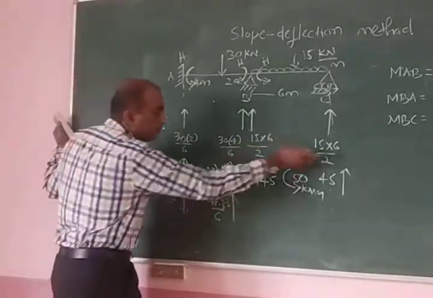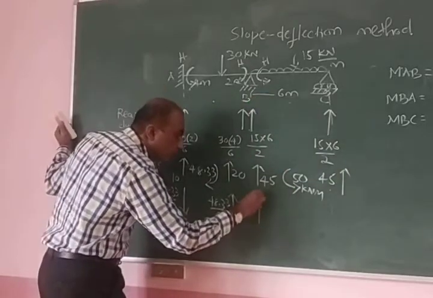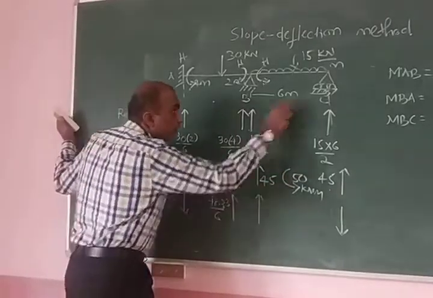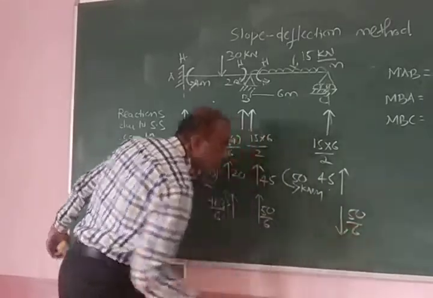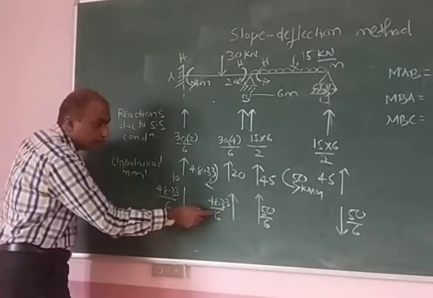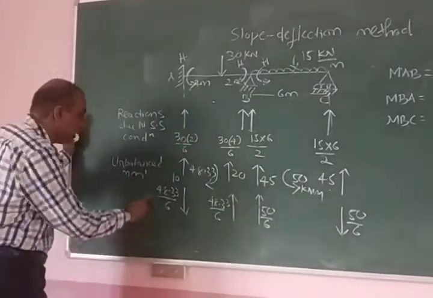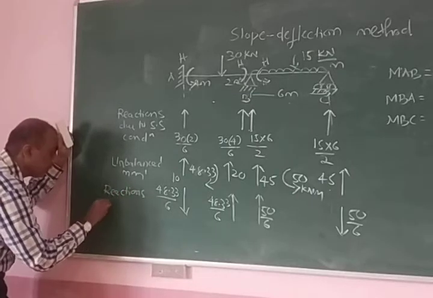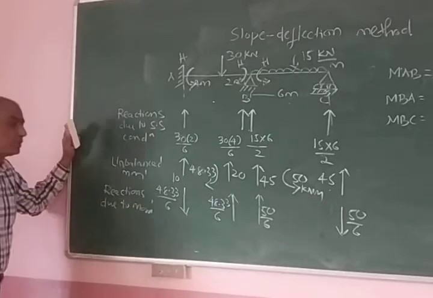Now come to this span. What is the unbalanced moment left? 50. It is anti-clockwise. So you need to give clockwise to balance this against this. That is 50 divided by 6 is each reaction. 50 by 6, 50 by 6. So the reactions are 48.33 upon 6 acting downwards, 48.33 upon 6 acting upwards, 50 by 6 acting upward, 50 by 6 acting downwards. These are the reactions due to moments. Unbalanced moment, or simply reactions due to moments.